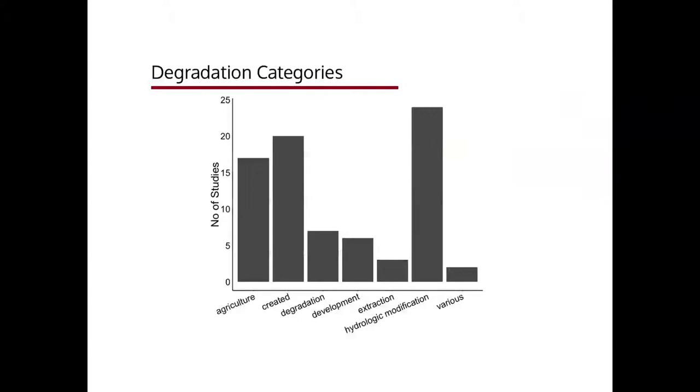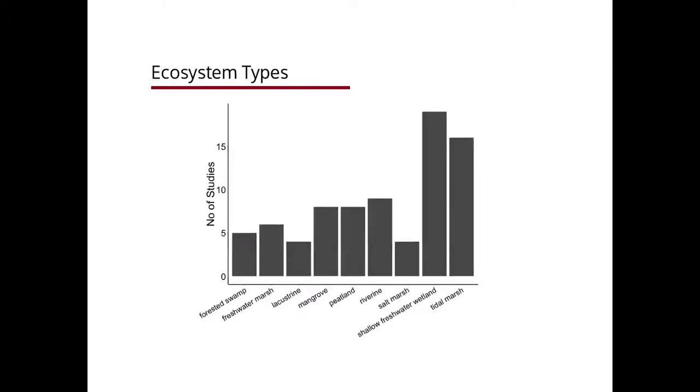So that's a bit small, but this is just to give you an idea. These are the kinds of degradation that the studied wetlands had. So it's everything from agriculture to hydrologic modification. And similarly, the ecosystem types, you can see the shallow freshwater wetland is the largest, and that's largely from that prairie pothole region, a lot of data coming out of there.